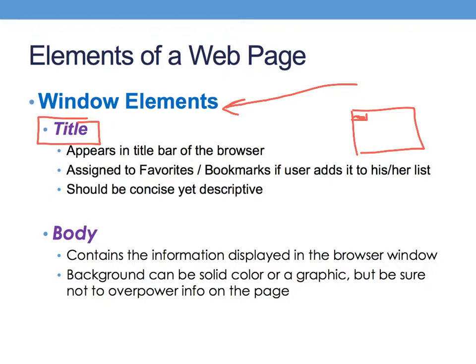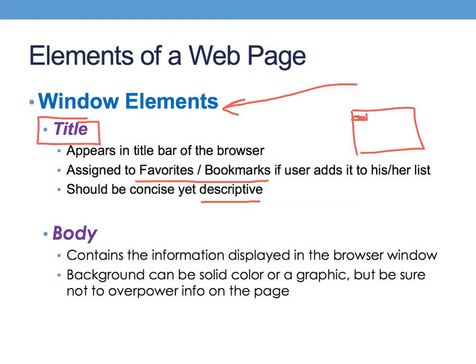And that title is what gets assigned to your favorites and bookmarks if the user chooses to add it to their favorites or their bookmarks. So when you save a web page and those words automatically pop up in there, that's the title. And this should be something that is concise because it shouldn't be super long or you're not going to be able to see it. But it also needs to be descriptive. So make sure that it relates to your website. It kind of captures the heart, the main focus of your web page.